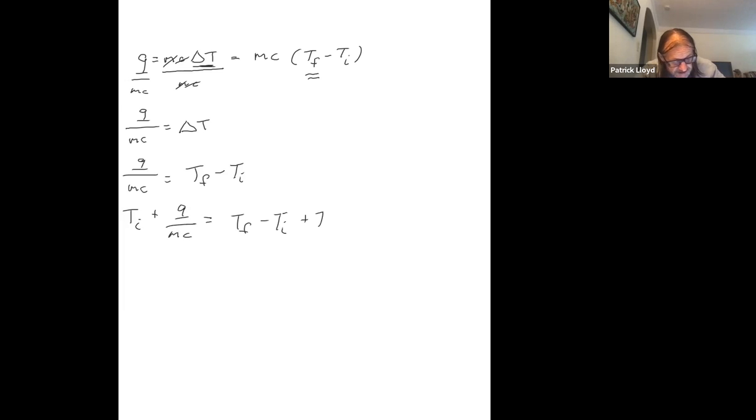plus T initial. See what I did algebraically? I'm adding T initial to both sides over here and over here. So that cancels and you got T final, okay? So if you want to find T final, you just got to take Q over MC. I'm just writing this in a different order, plus T initial.